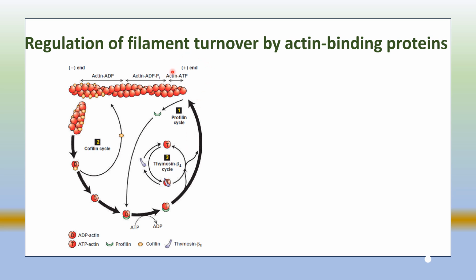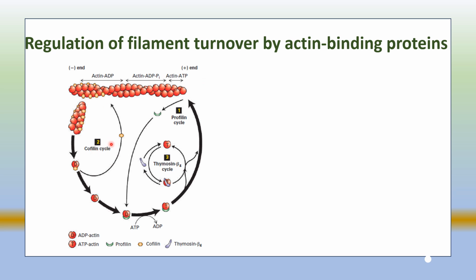On the positive end, profilin gets added in an ATP bound state. So when profilin is bound to the ATP, it will help in the binding of the G actins to the plus end.